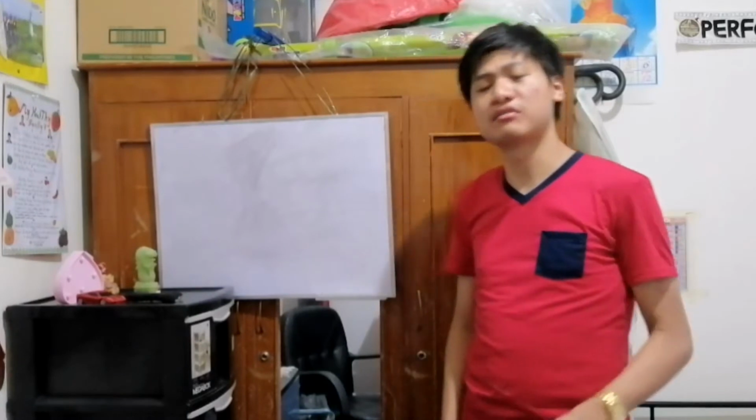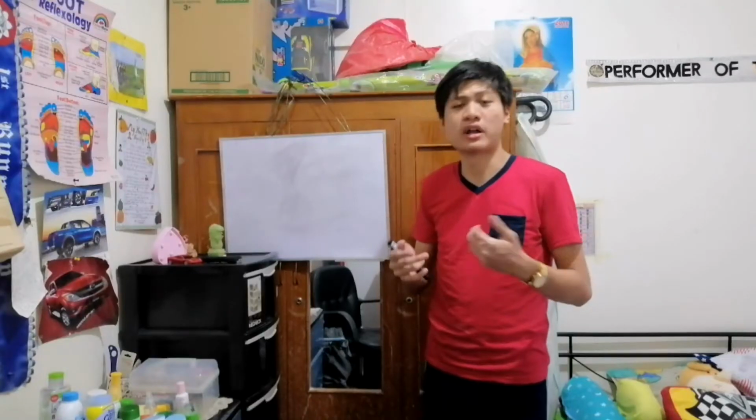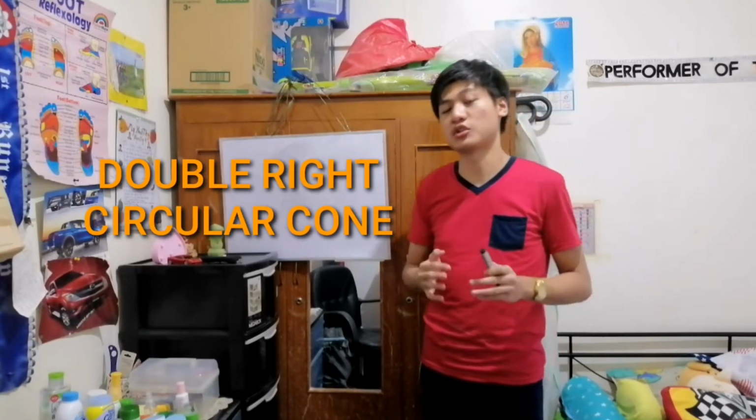So today we're going to have conic sections. So what are conic sections? Conic sections are actually curves or sections made by the intersection of a cone and a plane. The cone that I am talking about is the double right circular cone.